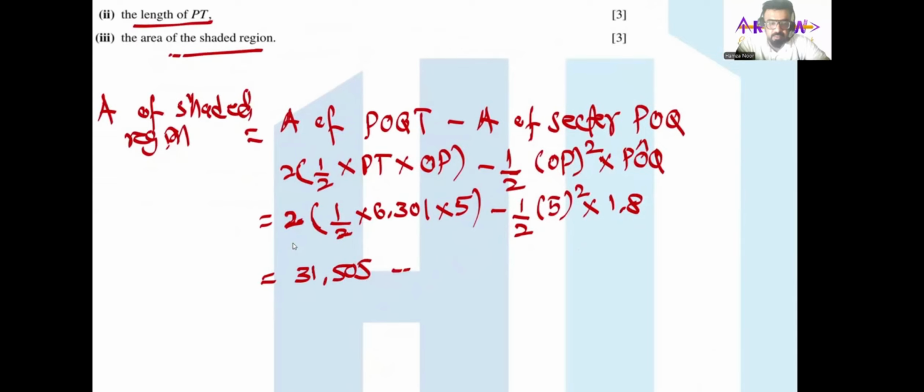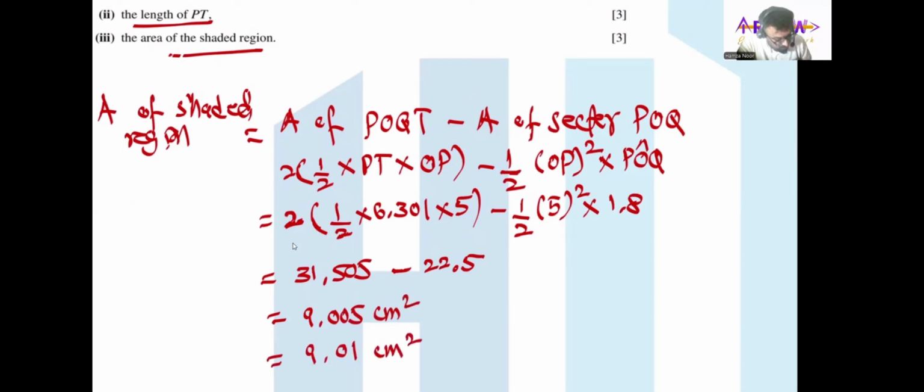31.505. And then we subtract the area of the sector, which is 5 square multiplied by 1.8 and then divided by 2, meaning 22.5 centimeter square. So 31.505 minus 22.5 gives us 9.005 centimeter square, but correct to three significant figures, 9.01. So 9.01 centimeter square will be your answer, correct to three significant figures.